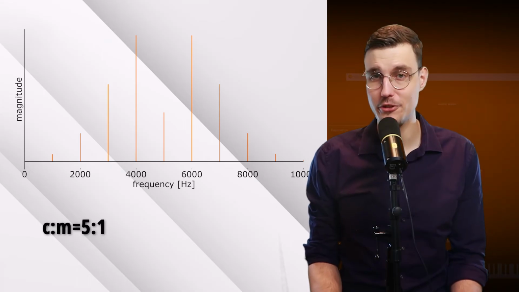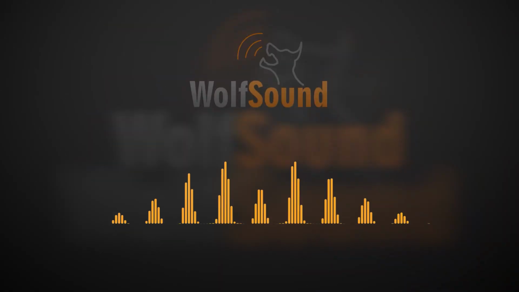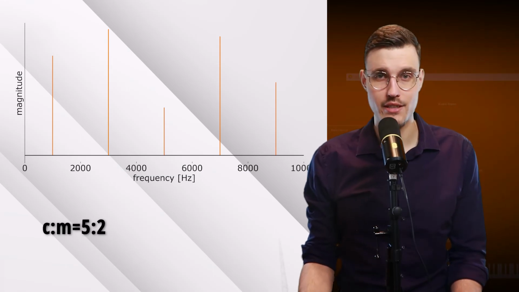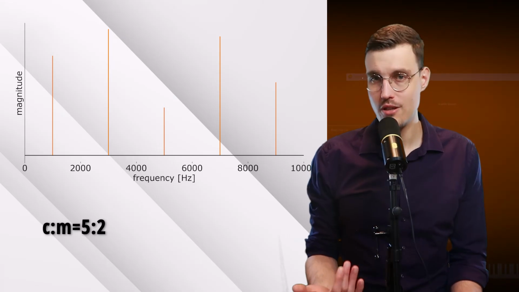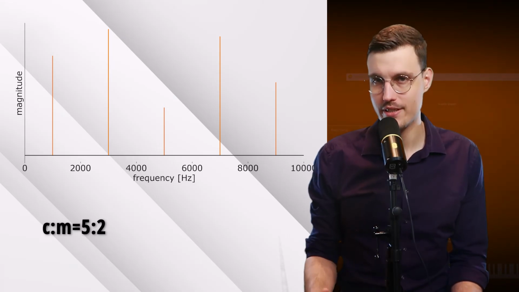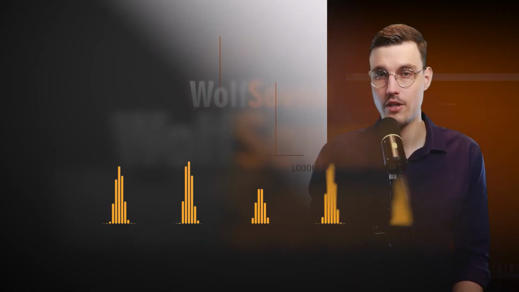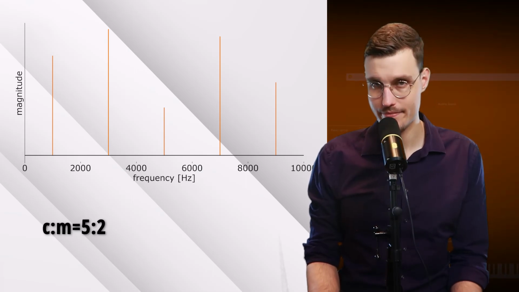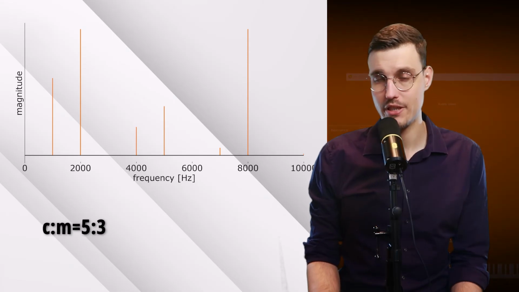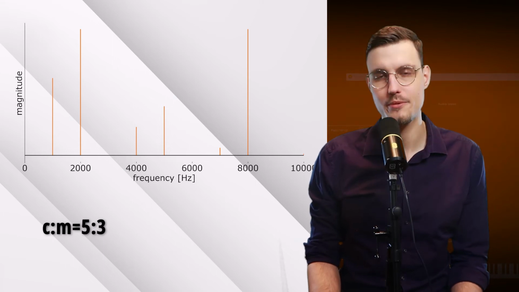Specifically, if the denominator equals 1, all harmonics are present. Here's an example. If, on the other hand, the denominator is even, the spectrum is odd, so only odd partials are present. Here's an example. Note the missing second, fourth, sixth, and eighth harmonics. Now, if the denominator equals 3, every third harmonic is missing. Here's an example.